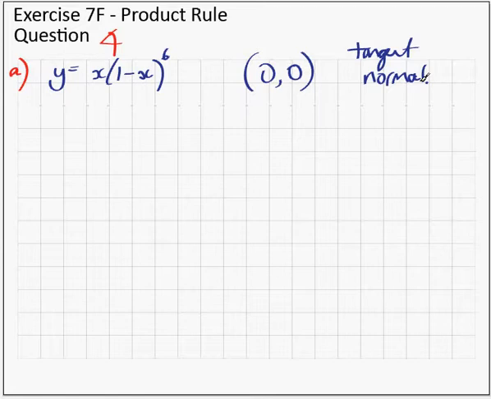To be able to find the equation of the tangent and normal, what we need is a point and the gradient, which is why the first thing that we need to do is differentiate, because that will give us the gradient function. To differentiate that, we need to look at what we've got. We've got two things that are being multiplied together. One is power 1, one is power 6. Could become messier to expand, so we're going to use the product rule.